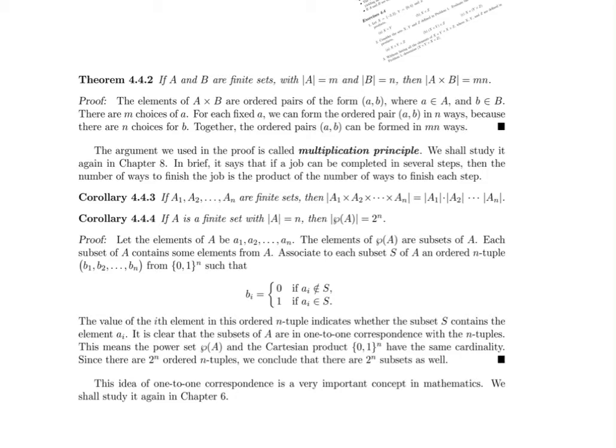Now think about why this is true. Everything in A cross B is an ordered pair of the form (a, b), where a comes from A and b comes from B. There's m choices of a.